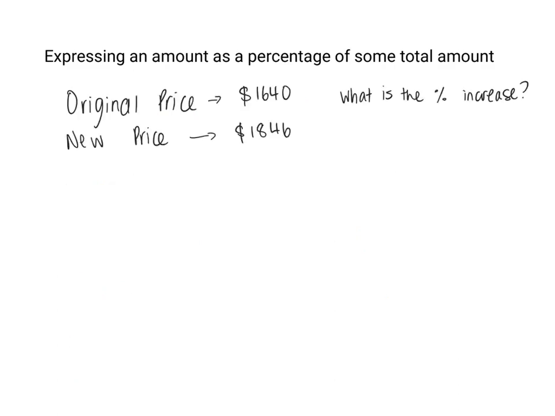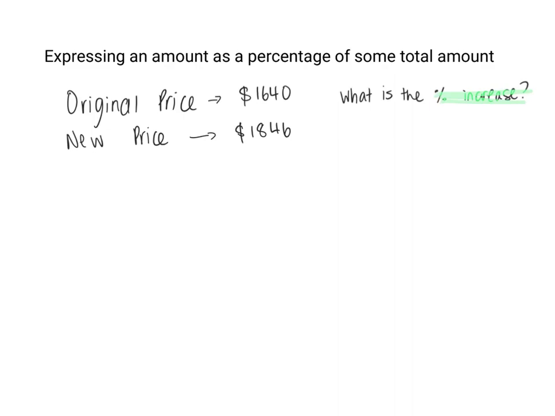The last type of question that you could be asked in this sort of realm of expressing an amount as a percentage of some total amount is if you get a commodity or something that's increased and they ask you what's the percentage increase. So in this case, we've got the original price of whatever this was, 1,640, and the new price is 1,846. And it wants us to calculate the percentage increase.